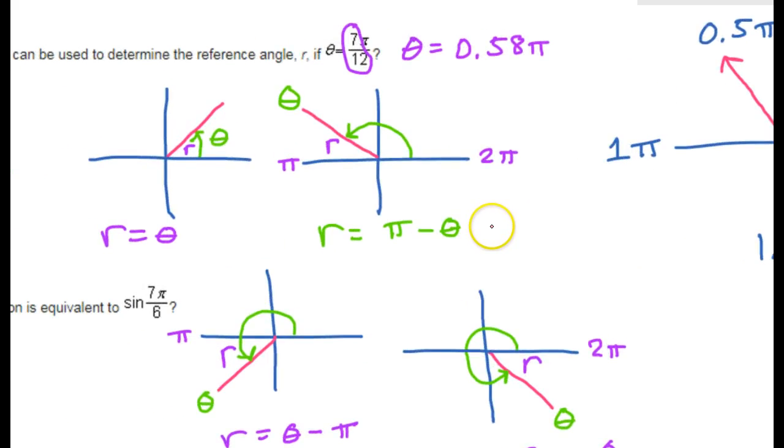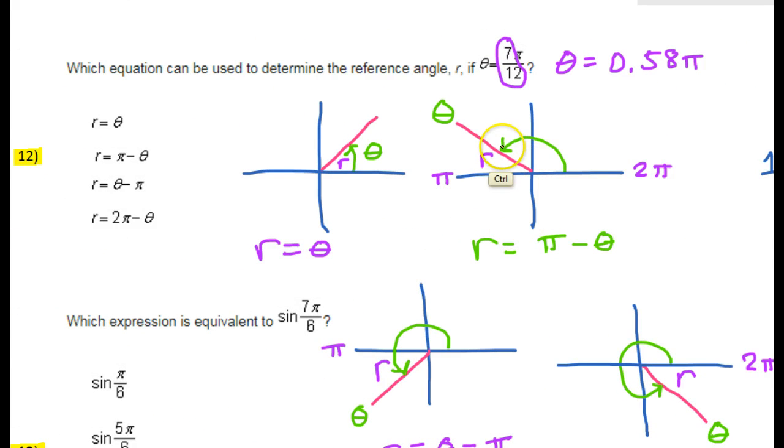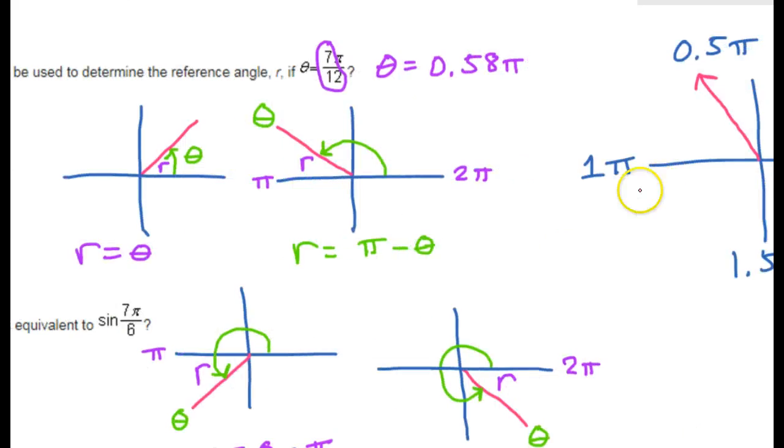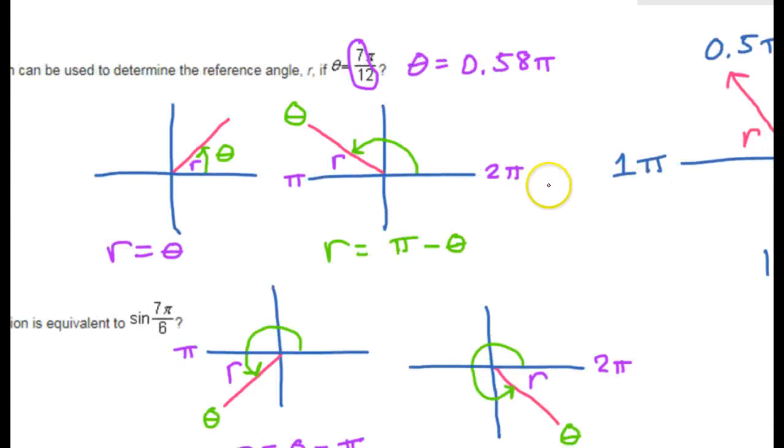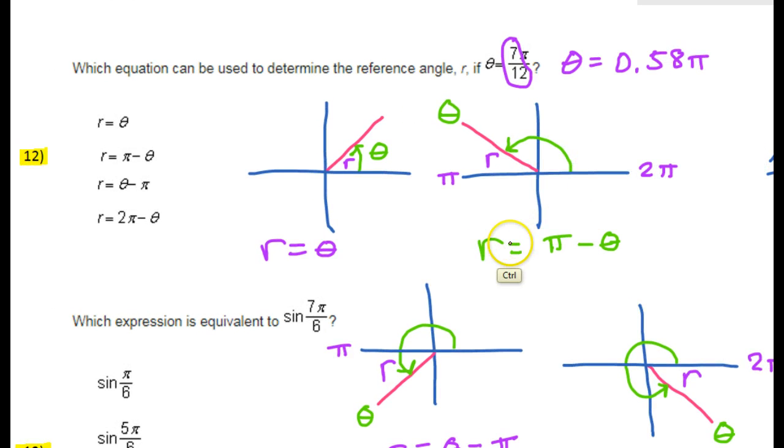And what did we say? When we're in the second quadrant, that means the reference angle is going to be right here between pi and the angle. So in the second quadrant, the reference angle is pi minus theta. So that's why the answer is pi minus theta. All right, check mark, we got it.